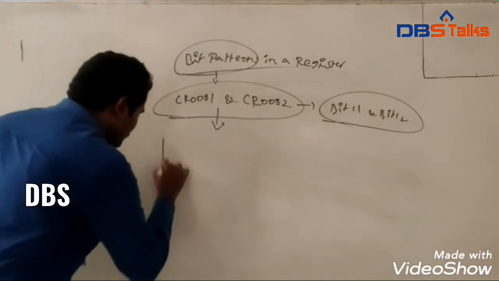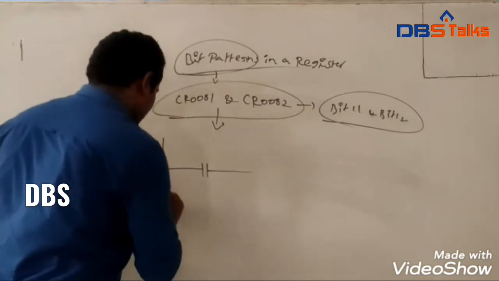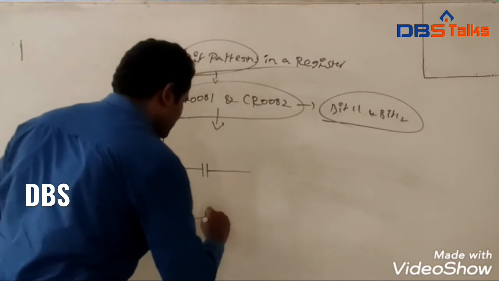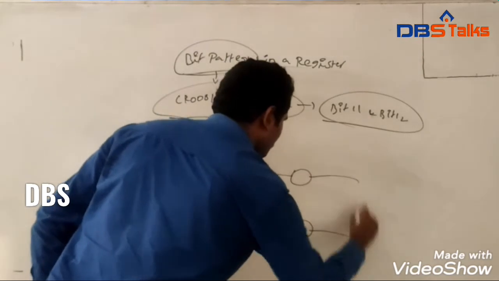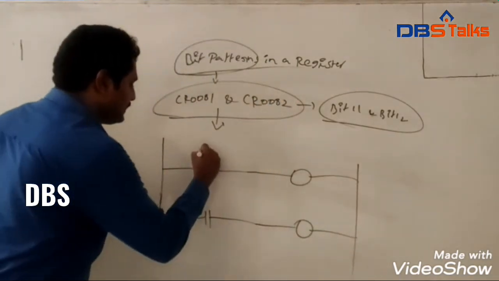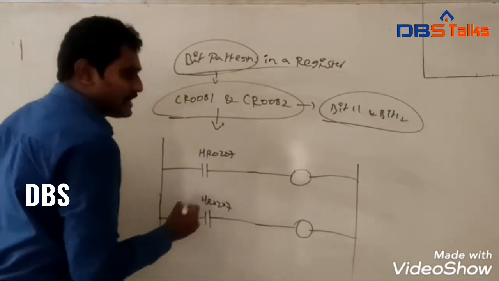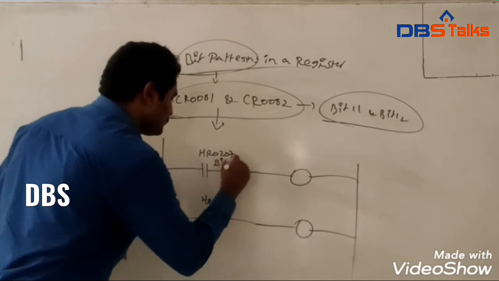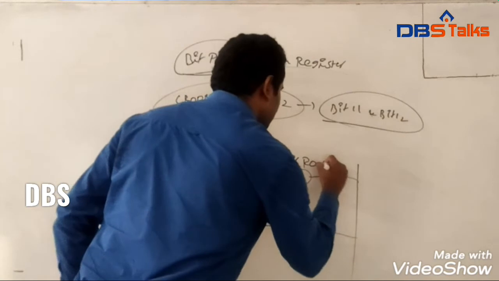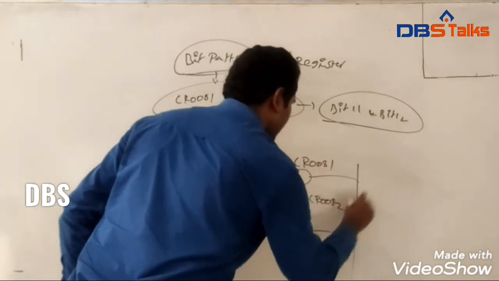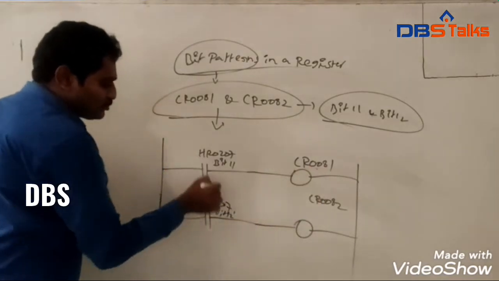It will look like this. Here I am taking one input, and two register bit statuses. So here I am taking one example, the register HR0207, having bit 11 and bit 12. Here we have two outputs, CR0081 and CR0082. We have to control these two outputs by using these two bit statuses.